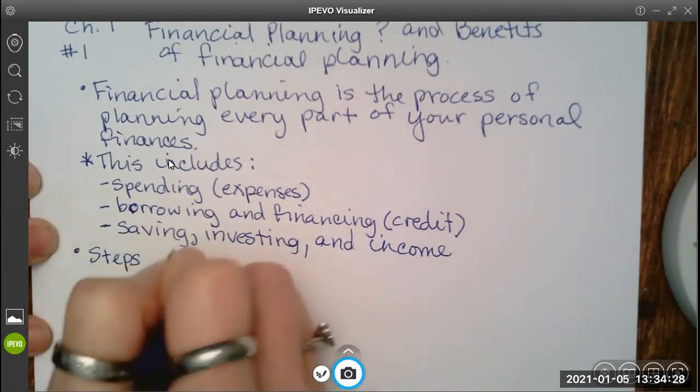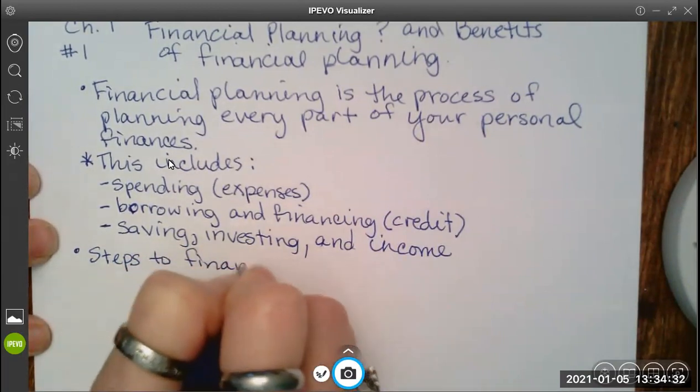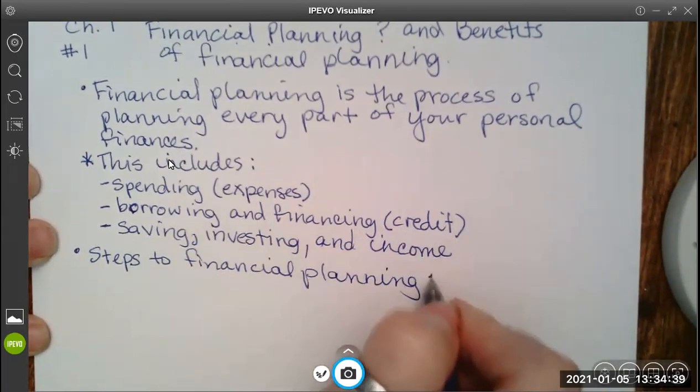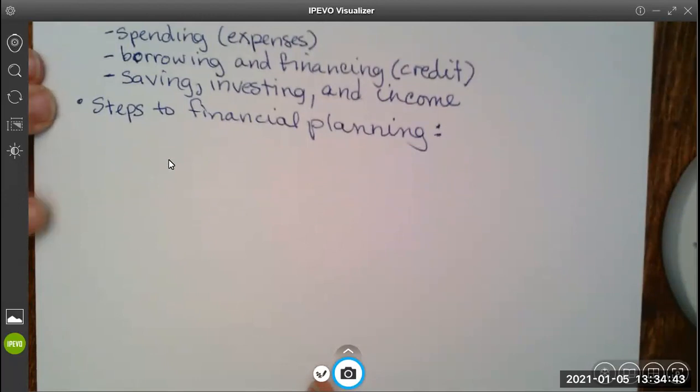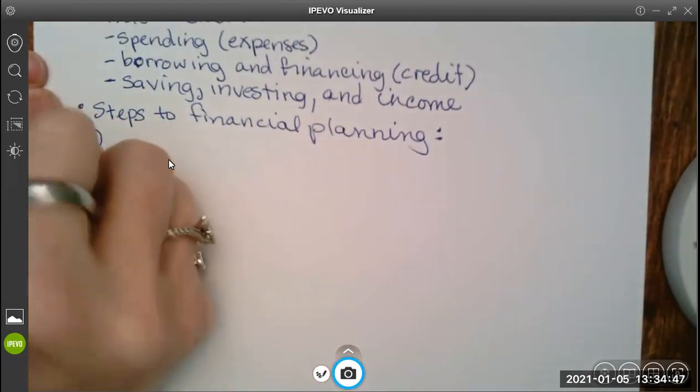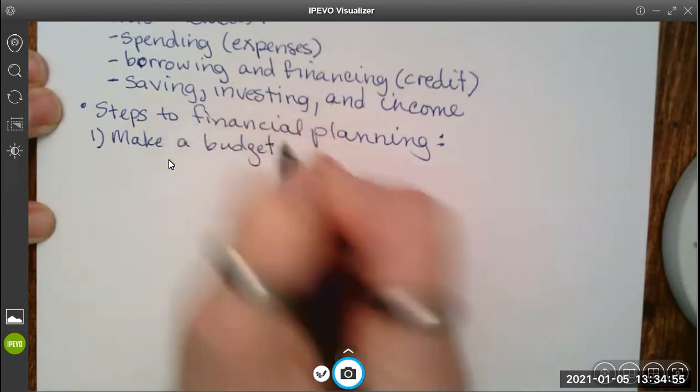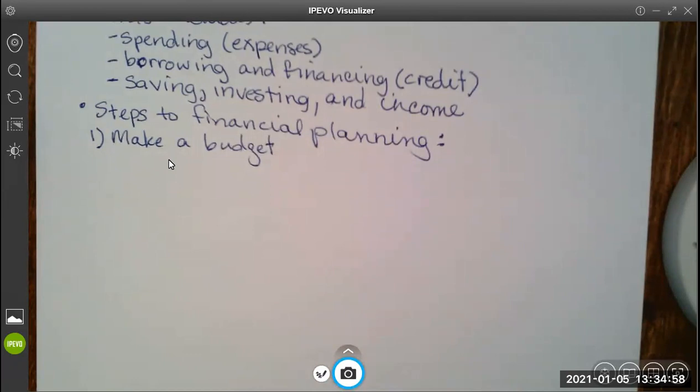Now there are steps to financial planning. Okay, there are steps to financial planning. The first step is make a budget. Now, some people don't know what it means to make a budget, and so I'm going to go over what that is. Okay. Because you're going to have an assignment about it later. Probably tomorrow, I think, is when that assignment is.